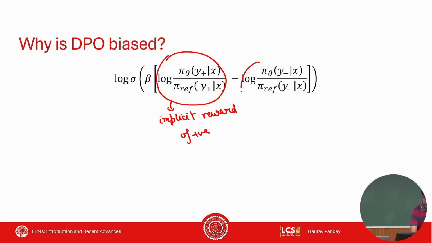And this is your implicit reward of the negative response. So given a preference pair, it says increase the implicit reward of positive, decrease the implicit reward of negative. Right? This you want to decrease, and this you want to increase.